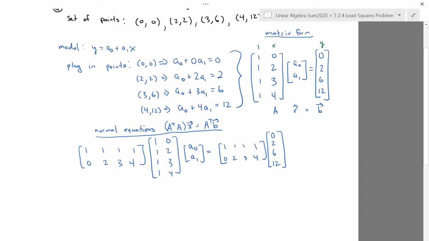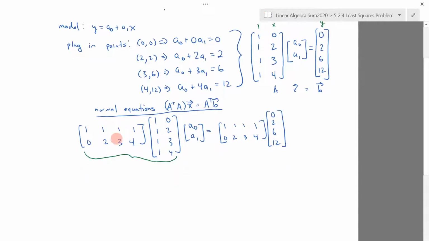Okay, so now let's carry through the multiplication, right? So first, this multiplication. It's a 2 by 4 times a 4 by 2, so it becomes a 2 by 2. One plus 1 plus 1 plus 1 is 4. Notice how this is just the number of points that we have. And this is 0 plus 2 plus 3 plus 4, which is 9.